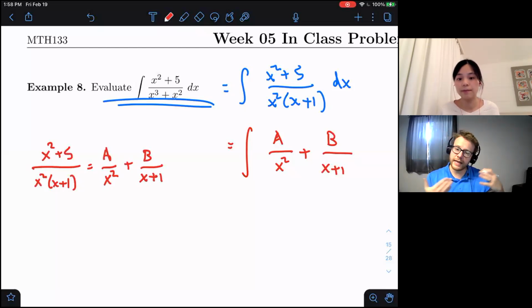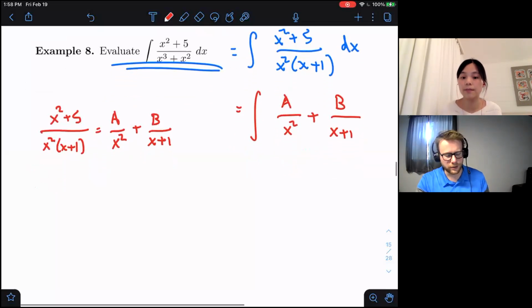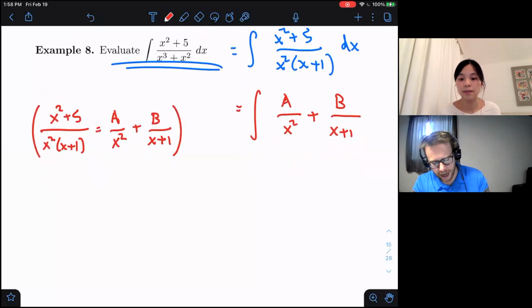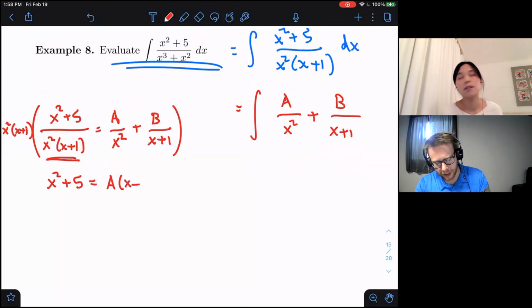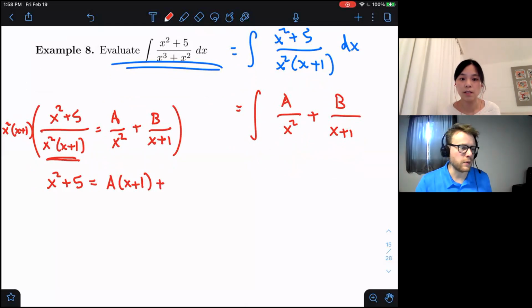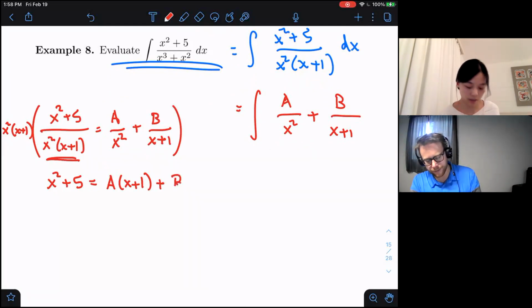Again, I'm going to apply the exact same steps. I'm going to multiply through by this LCD, lowest common denominator, which we find over here. So this is going to be x squared and x plus 1. When I multiply through by that, we get x squared plus 5. For my term with the a's, the x squared perfectly cancels out, but the x plus 1 does not. And for my term with the b's, the x plus 1 cancels out, but the x squared does not.